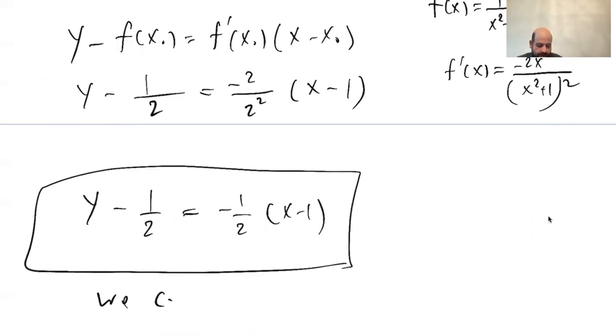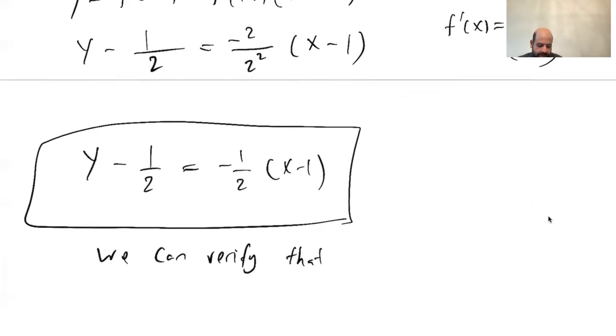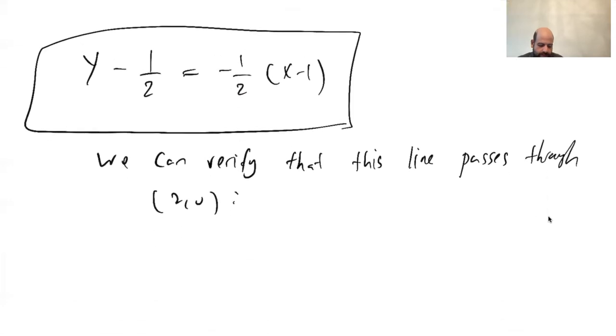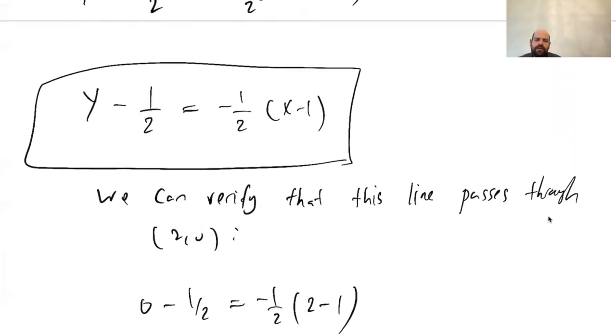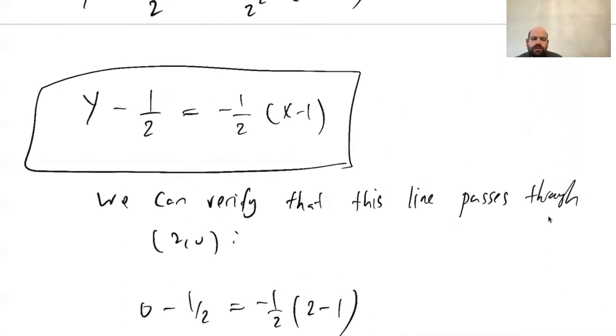And again, we can verify that this line passes through the point (2, 0). Why? Because if I replace y with 0 and x with 2, I get 0 minus 1/2 equals minus 1/2 times 2 minus 1, and minus 1/2 is equal to minus 1/2. So this line passes through the point (2, 0).